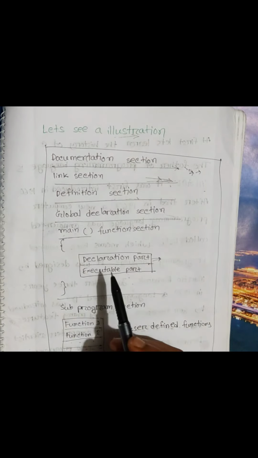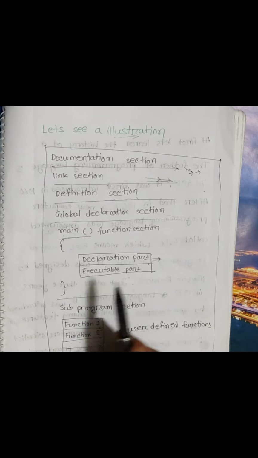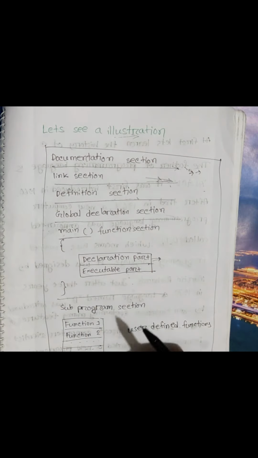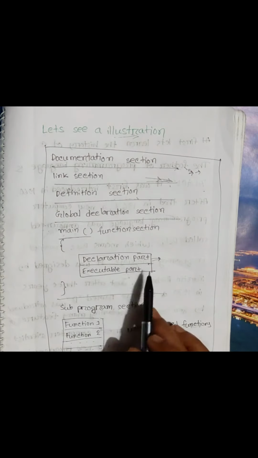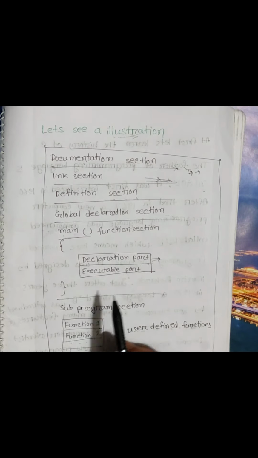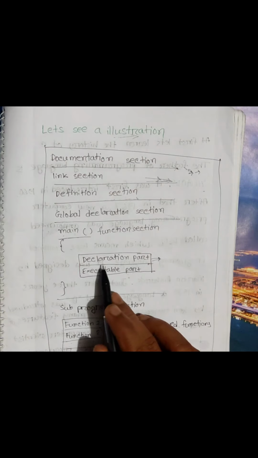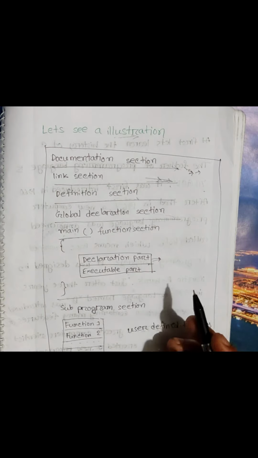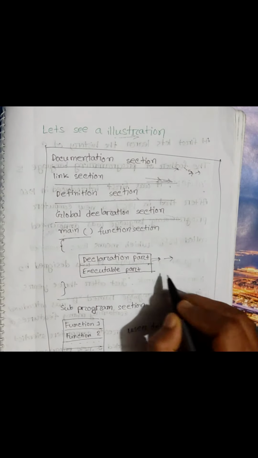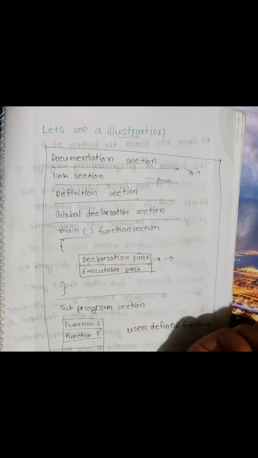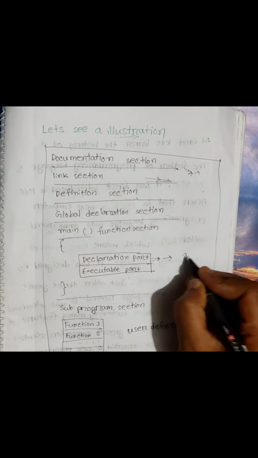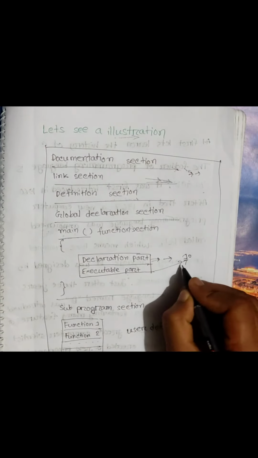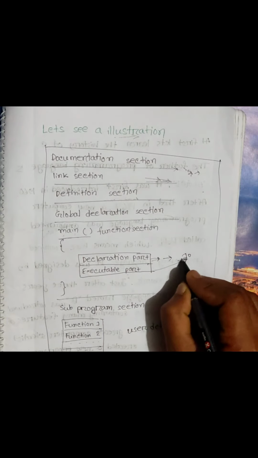The main function section is the body of a program. It starts with the opening second brace, contains some statements like declaration part and executable part, and closes with the closing second brace. Let's go to declaration part. The declaration part declares all the variables used in the executable part. It means if we want to get an output like 10, we have to declare it here. The executable part means 10; if we want to get it as output, this is the executable part or output 10.